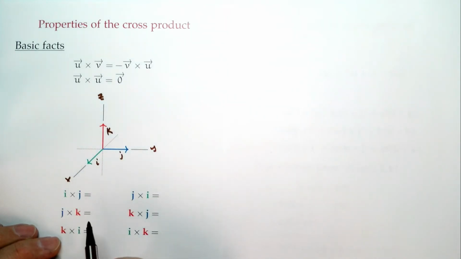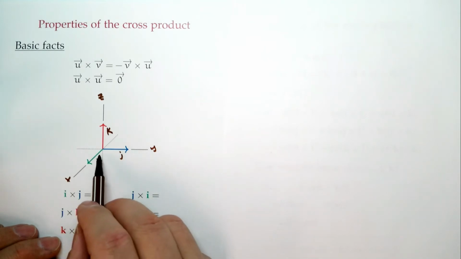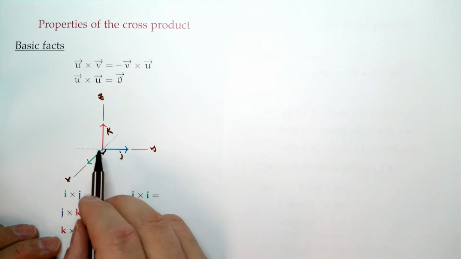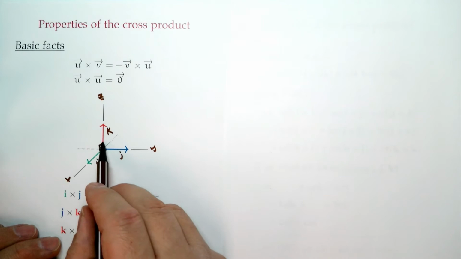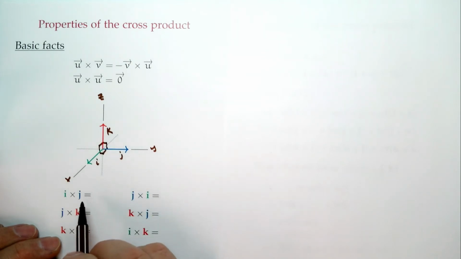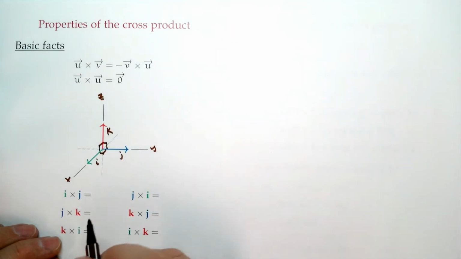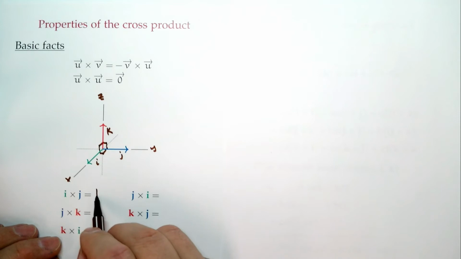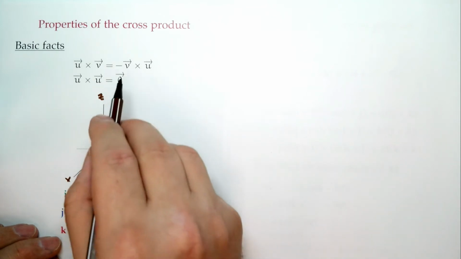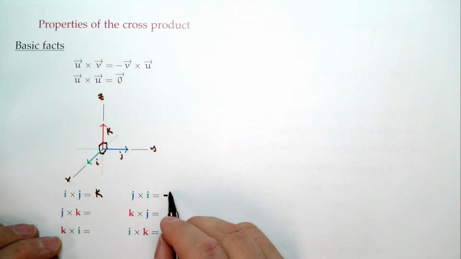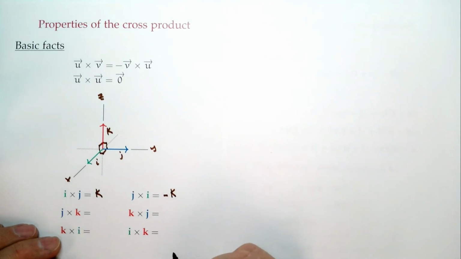What's the magnitude? Well, i has length 1, j has length 1, and the angle between all these vectors, actually, is always 90. So that means I have sine of 90, which is 1. So I'm pointing straight up in the positive z direction. I have length 1, so I must be k. By the rule that says order matters, if I do j cross i, it's negative k.